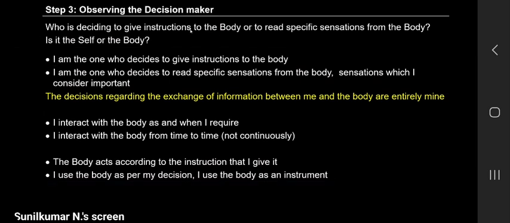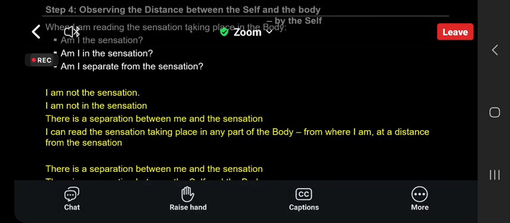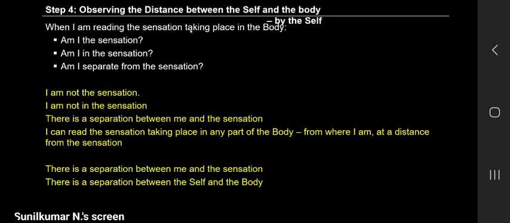Then in step 4, I am trying to see the separation between me and the body. So I am observing that I am not the sensation. I am not in the sensation. And there is a separation between the two.